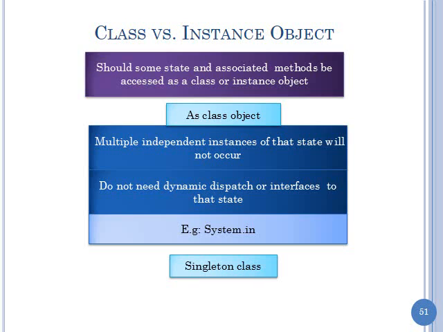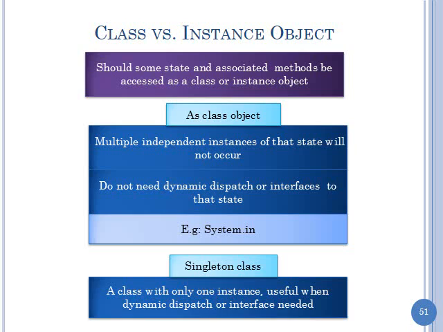Okay? You can have things called singleton classes. What do you think these classes mean? Exactly one instance. Okay? And why would you ever create such a class? Because maybe you want interfaces, maybe you want dynamic dispatch. Okay? So you do have that. So that's a necessary condition, not sufficient.